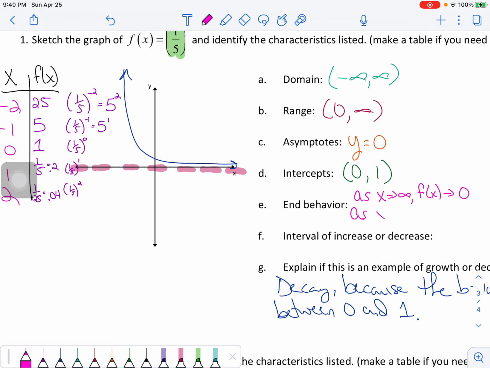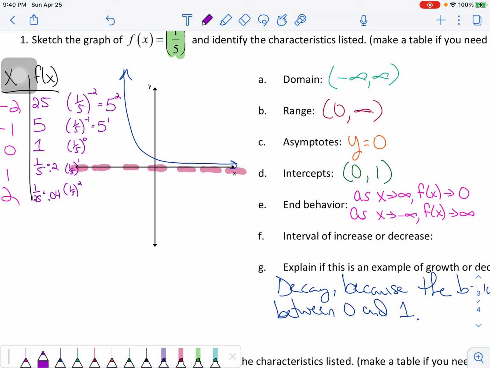And then as x approaches negative infinity, this is going to be moving to the left. So moving to the left, what's happening to our function? Well, it is increasing, and it is approaching infinity. All right.